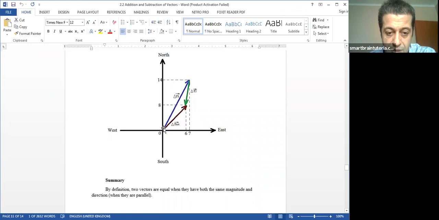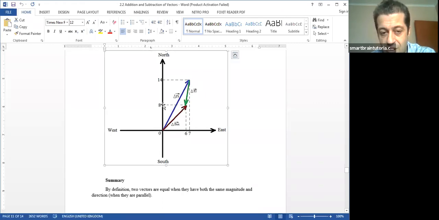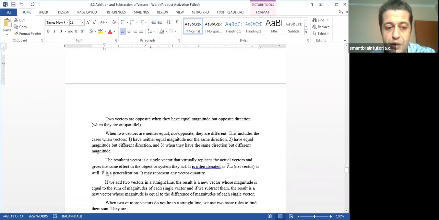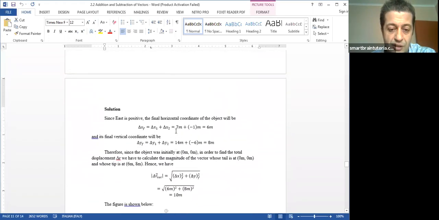We have 7, 14 at the beginning, then it moves -1, so it goes to 6 in the west-east direction, and in the north-south direction, it moves from north to south 6 units, so 6 meters, so it goes to 6, 8 finally. So the resultant vector will be 6, 8, but we are going to see it with numbers. Here, the solution.